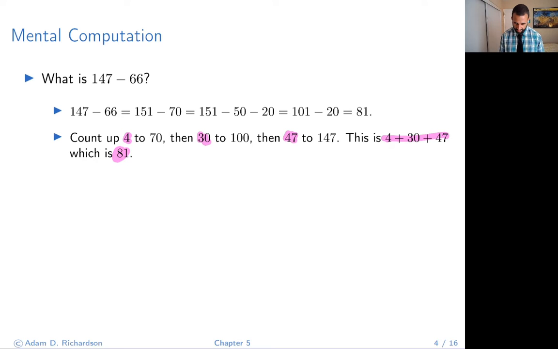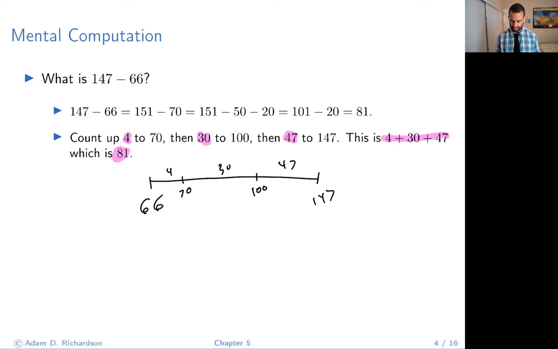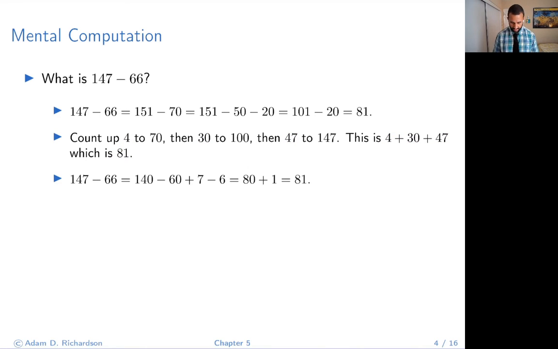Let's think about this on a number line. Here's 66, and here's 147. Now, what's the distance between those two numbers? That's what this is asking. So we can count up 4 to get to 70, count up another 30 to get to 100, and then count up 47 to get to 147. And then we're just going to add those up. We're going to have 34 plus 47. That sounds familiar, right? And that's where we're going to get 81. So that's another way of doing it. That's another way of seeing it. Helps me out a lot, I think.